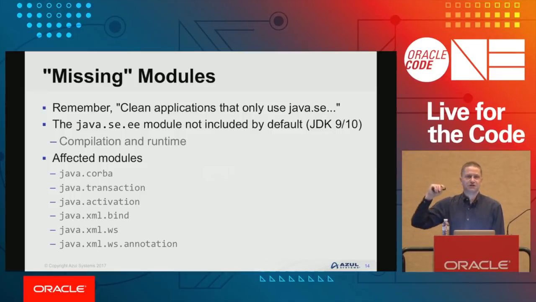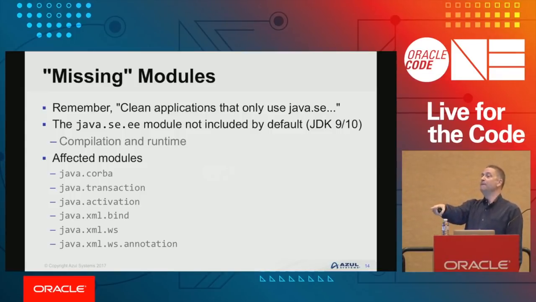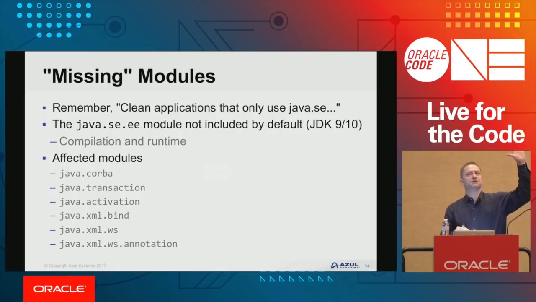So CORBA and transactions are part of the same thing. Java activation is the Beans activation framework. One person using CORBA. Okay. Oh, activation, okay. XML bind, which is JAXB, so that's okay, a few people using that. But the big one is anybody using web services that are SOAP-based. Yes, quite a few people put their hands up.